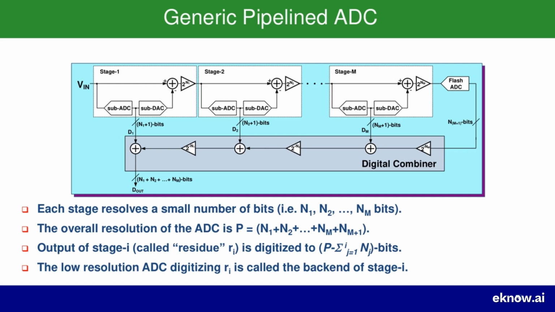The points at the bottom of the slide summarize this. Each stage resolves a small number of bits, N1, N2, etc. The total resolution of the ADC is simply the sum of the bits from all the stages. The output of any given stage, that amplified error signal, is called the residue, and the chain of stages that follows it to digitize that residue is called the back end of that stage. So, the main takeaway is that by breaking the conversion into a pipeline of simple stages, we can achieve high speed and high resolution simultaneously.